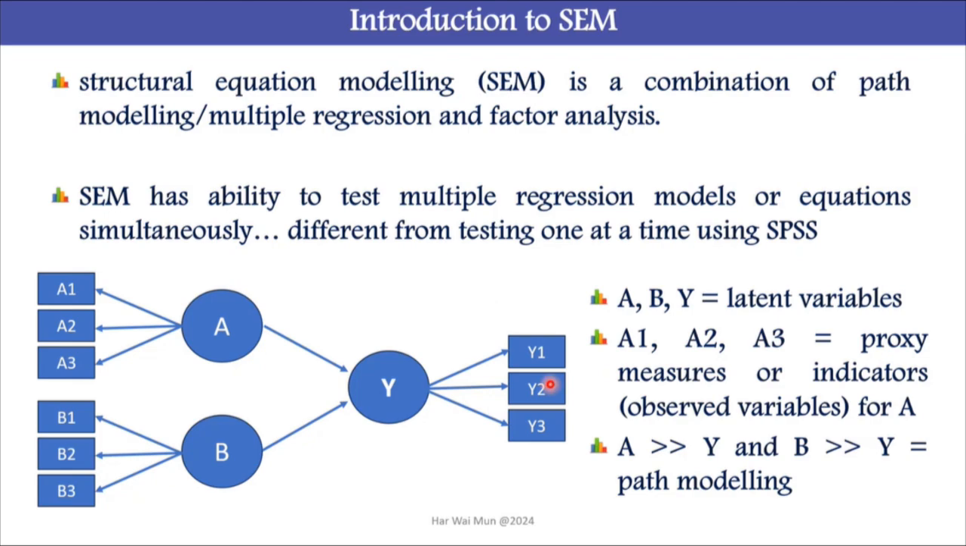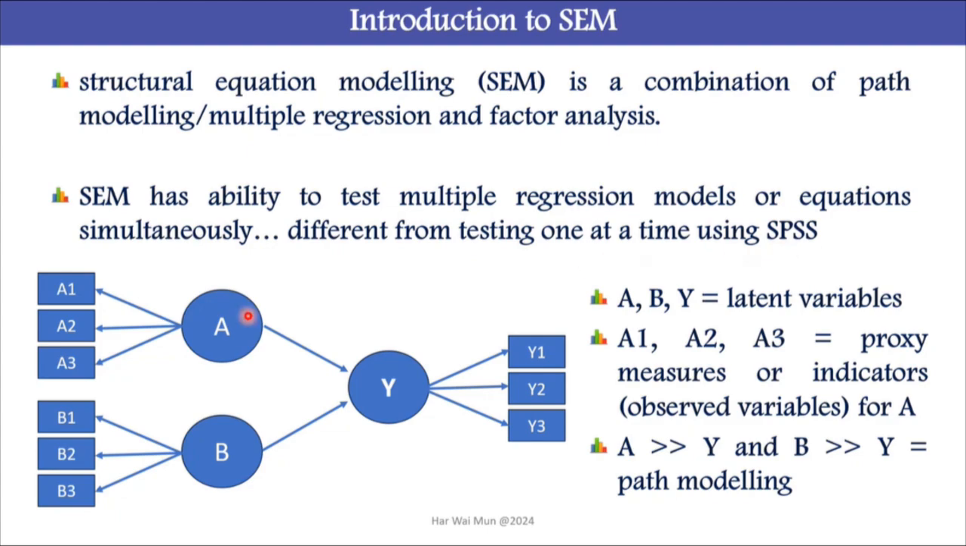But here we don't do so complex first. We do a simple one first. So we assume Y is affected by A and B only. A combination of one or multiple regressions can be done. Structural equation modeling has the ability to test multiple regression models or equations simultaneously, different from SPSS, which tests only one multiple regression model at a time.